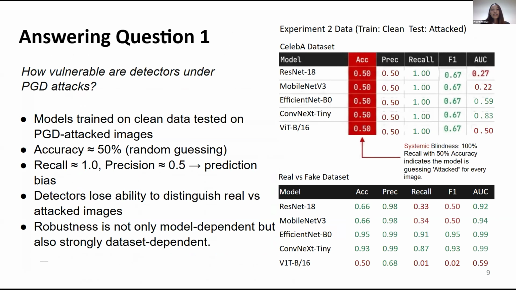But the interesting thing is that when we tested the models on the real versus fake datasets, their performance was around 95% accuracy, which shows that robustness is not only model dependent but also strongly dataset dependent. The models were able to learn strong features when trained on the real versus fake datasets, which were not disrupted by the adversarial attack.